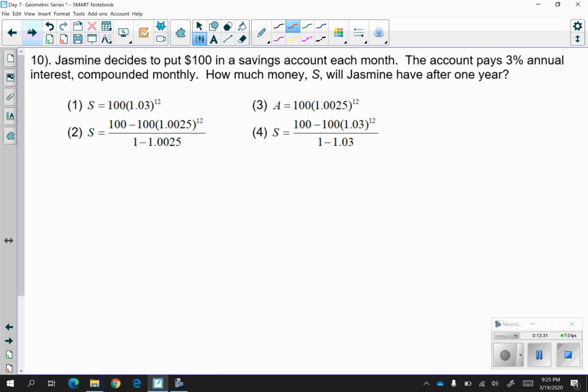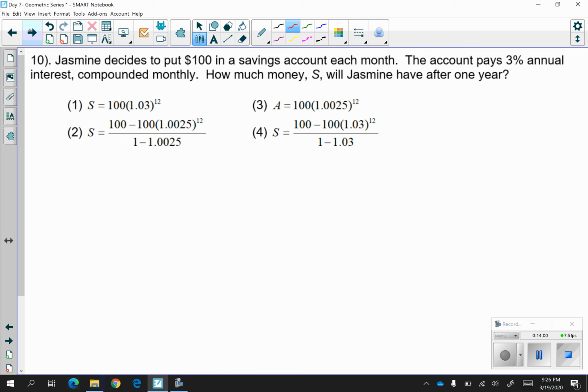Now we're going to make a big jump, and we're going to go to question number 10. So we have that Jasmine decides to put $100 in a savings account each month. The account pays a 3% annual interest compounded monthly. They want to know how much money will she save after 1 year.